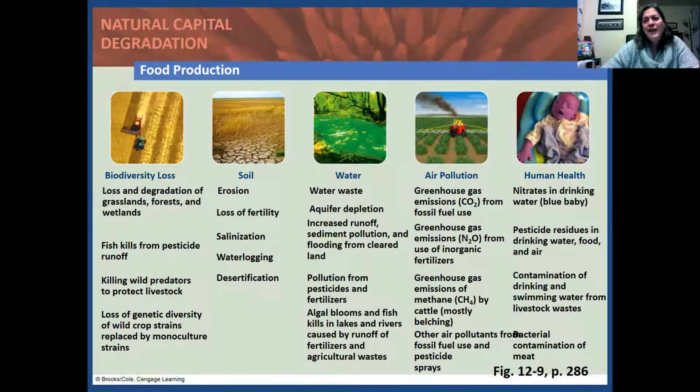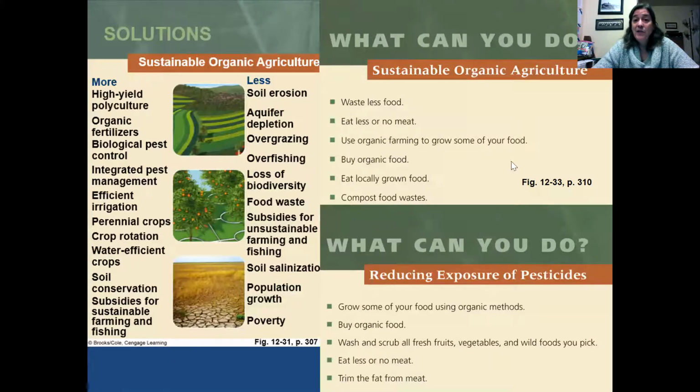A few final slides. What is natural capital degradation in food production? These are from your book. Things like biodiversity loss, those monocultures, soil degradation, water usage, air pollution. And if these pesticides and herbicides get into our systems too, it can affect human health. What can you do, or what are some solutions? Things like organic agriculture, et cetera. And what can you do personally? There's reducing your exposure to pesticides and also how you can be more sustainable.